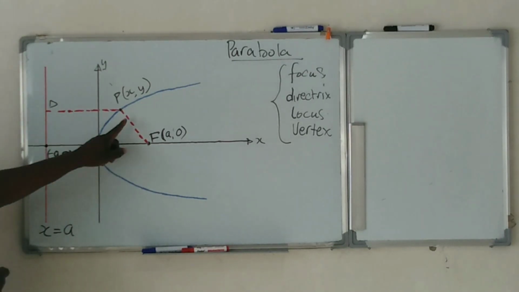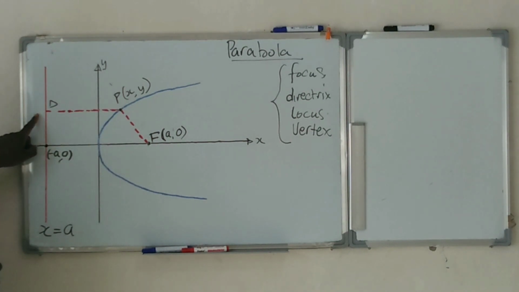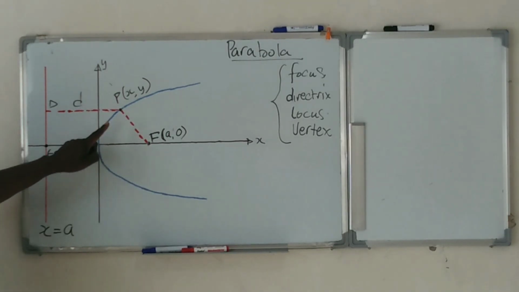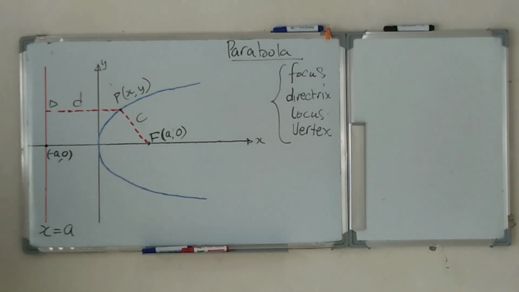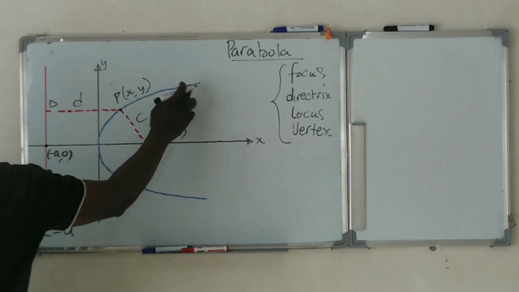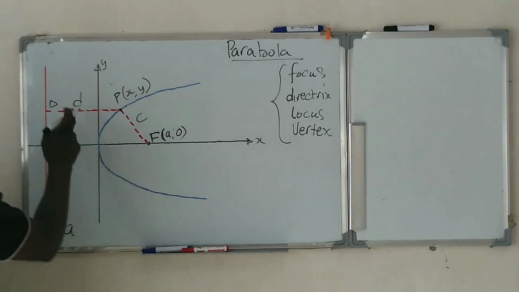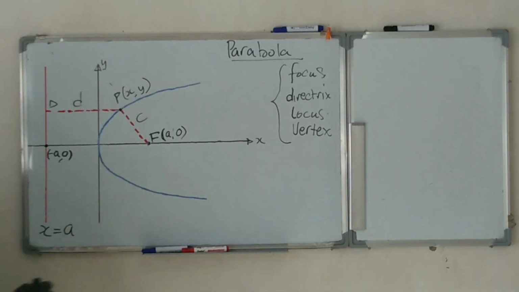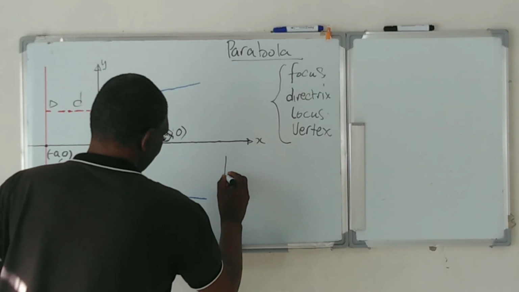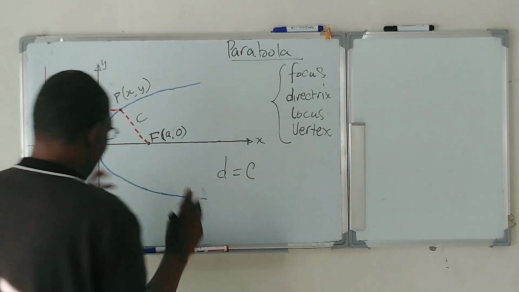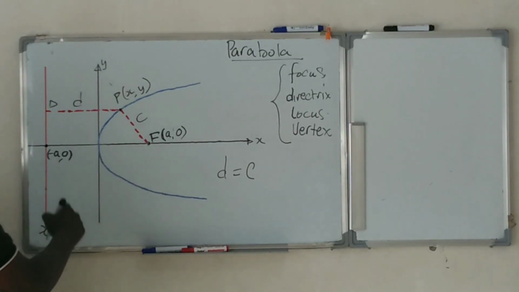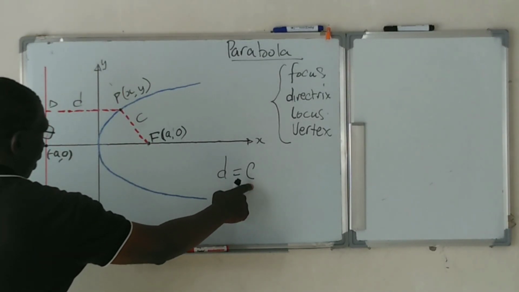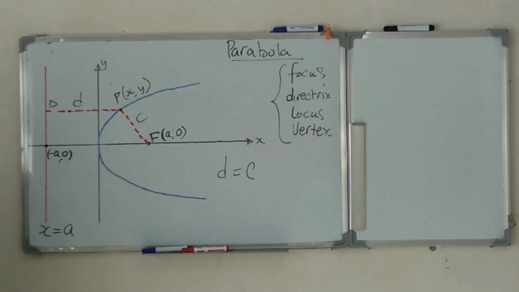Well, let's suppose this distance here from P to the directrix is D. And let's also suppose that the distance from P to the focus is equal to C. So the definition of our parabola is that the point P, as it moves along the parabola, will always have that D is equal to C. So first of all, we must have the condition D is equal to C. At any point along the parabola, whether P is here, P is there, D is always equal to C.